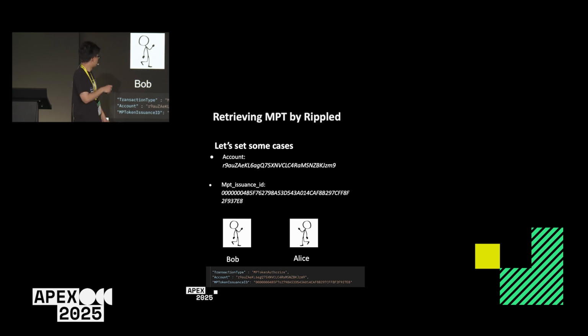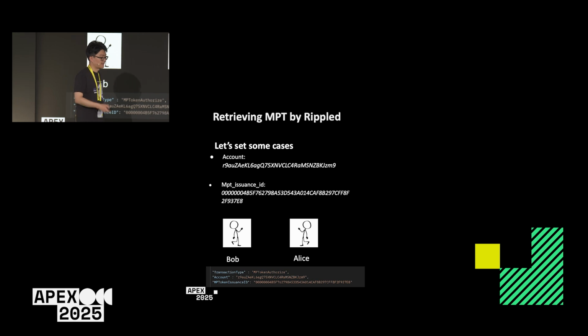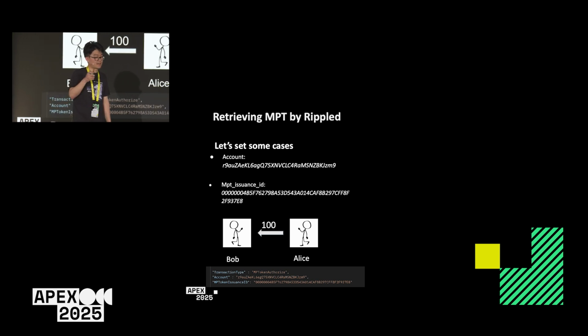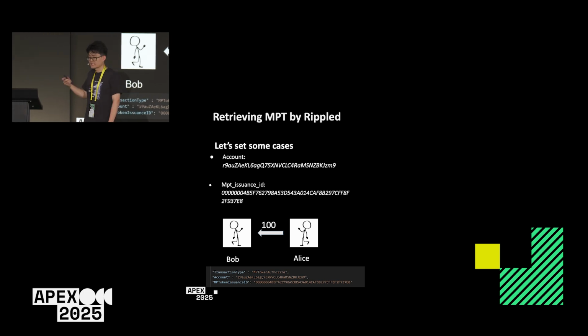There's an MP token authorize. He passes in his account ID. He passes in the MPT token issuance ID. And now Bob is authorized to receive this particular MPT. And now when Alice sends 100 MPTs to Bob, it's successful. Otherwise, it would have been rejected.